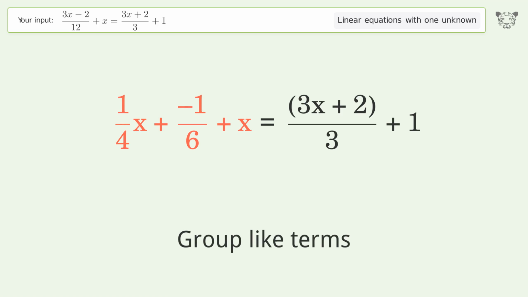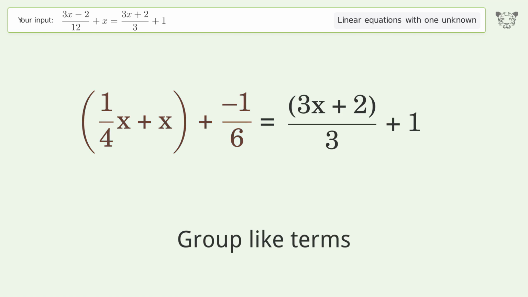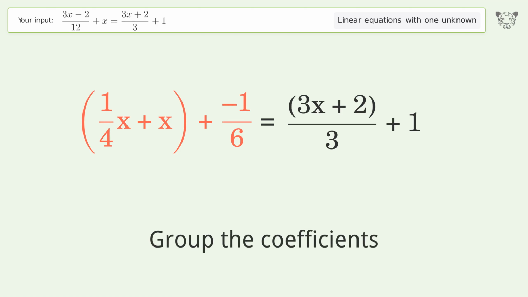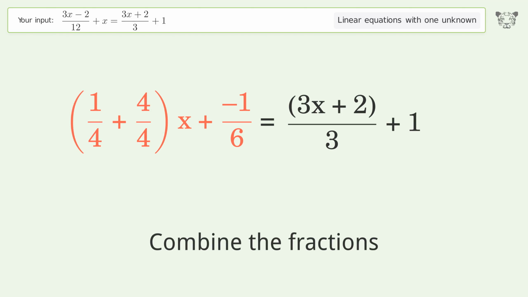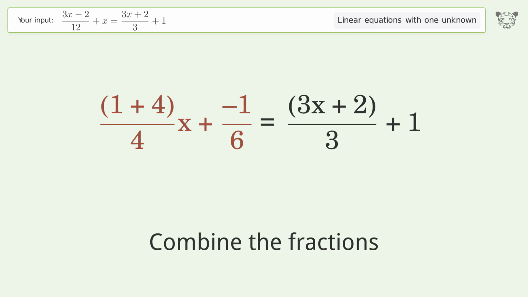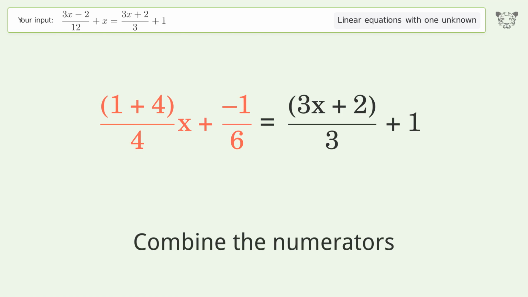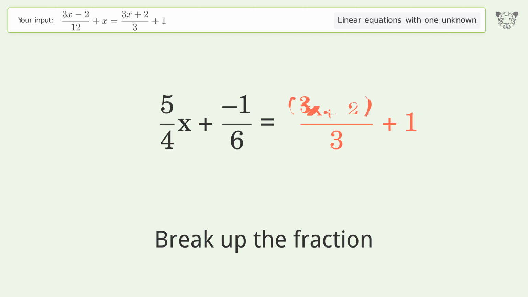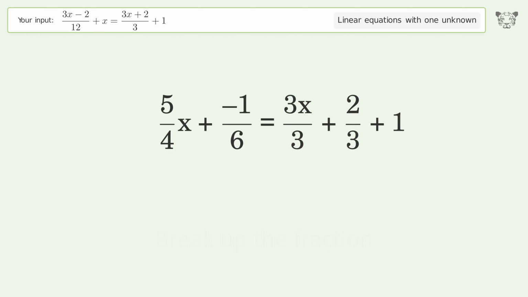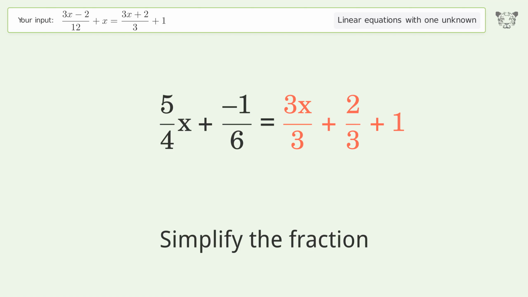Group like terms. Group the coefficients. Convert the integer into a fraction. Combine the fractions. Combine the numerators. Break up the fraction. Simplify the fraction.